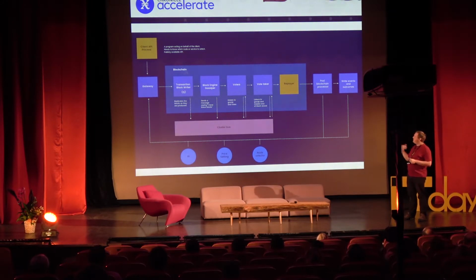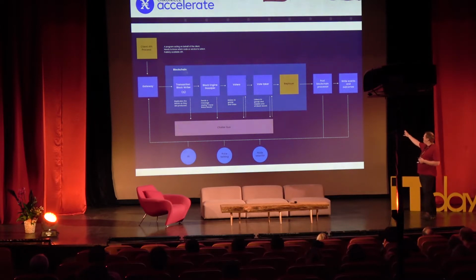If it does need to go to the blockchain, it passes it on, it goes through the consensus algorithm, and then the post-blockchain processor handles all the requests in the order that the blockchain has determined. So all the blockchain does is determine what transactions occurred in what order, but it doesn't determine their outcomes. The post-blockchain processor does that.